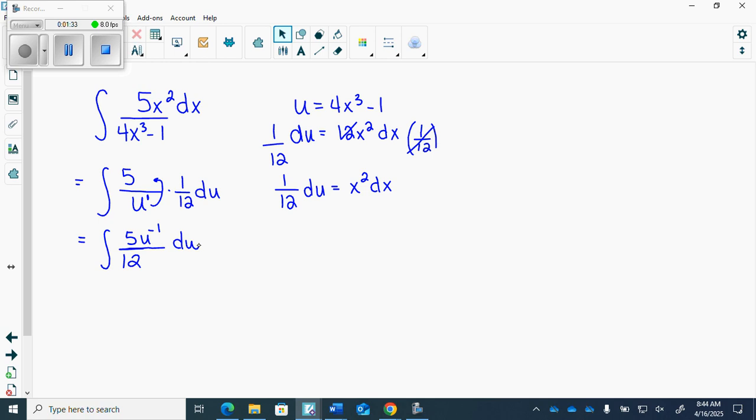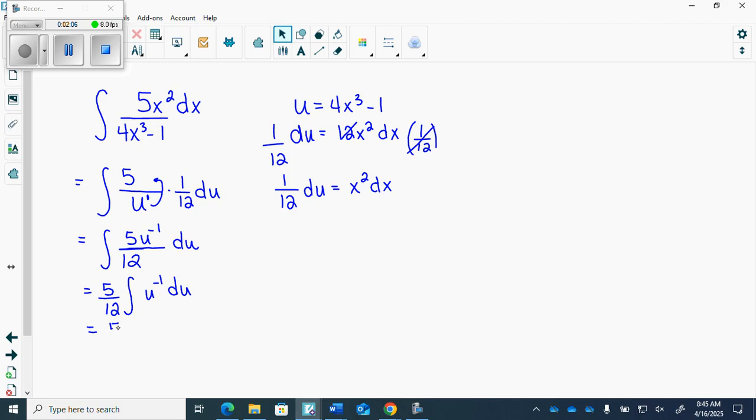Move it in front. All right. So we get 5 over 12 u to the negative 1 du. And then we raise it to 1 power, and it becomes a 0. And then we think, she told me when it becomes a 0 and I divide by 0, there's something up with this. Then yep, ln. That was my fault. Okay.